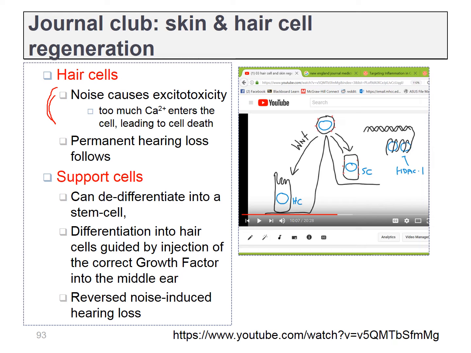Too much calcium enters the cell, either triggering apoptosis or interacting with phosphate, causing crystals to precipitate, killing the cell. And when you lose hair cells, that leads to permanent hearing loss. There has been some research recently in trying to generate new stem cells to replace these damaged hair cells. And if you want to know more, go to this YouTube link down here and look into that research.